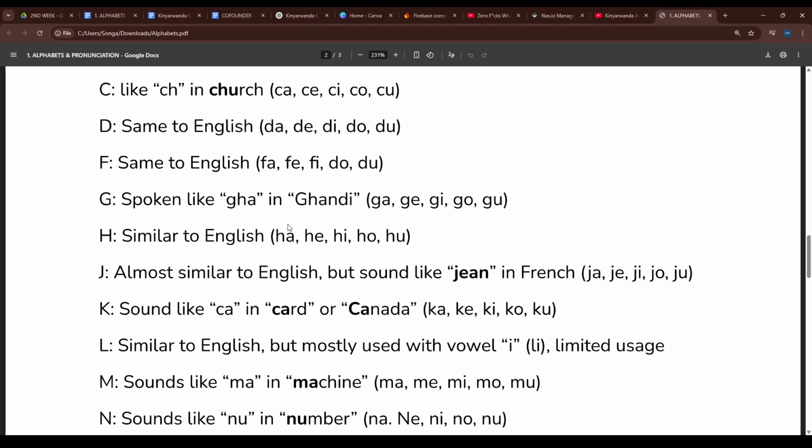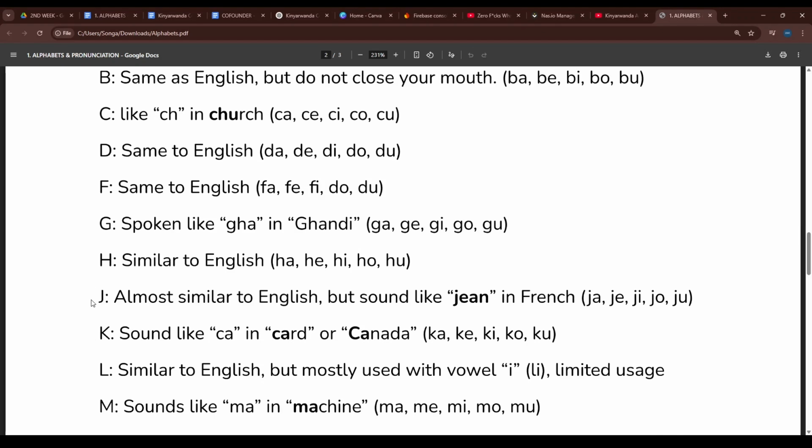So all these consonants will change sound depending on the vowel that is following it, but most of the time we use this one as default. That's why you hear in the song, we listen to the song tomorrow, the song saying a, va, cha, da, e, fa, ga, ha. So we keep using a, but it can change depending on the vowel. So on ha we say ha, he, ho, hu.